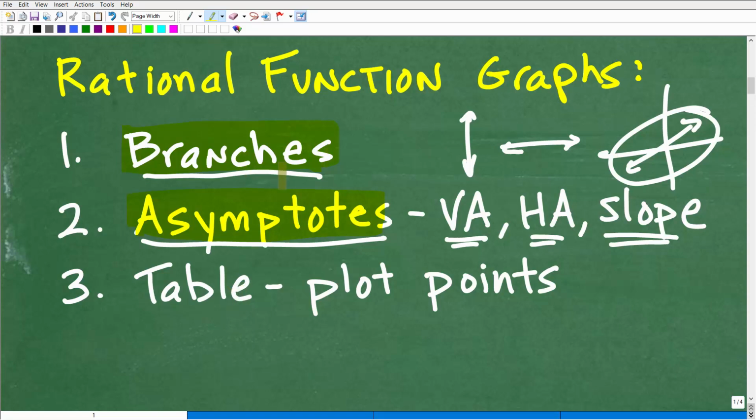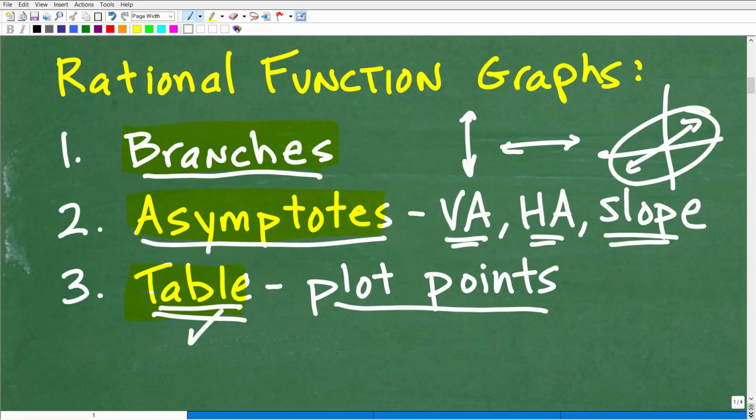So the first thing again is that we're expecting a graph that has some sort of branches in it. We're expecting that we're going to have at least maybe one or more types of asymptotes on our graph. And then the next thing is we need to construct a table of values and plot points. In order to get the actual behavior of a graph, it's a good idea for us to plot some points, and the way you get those points is to use a table of values.